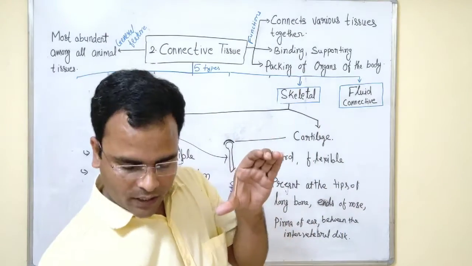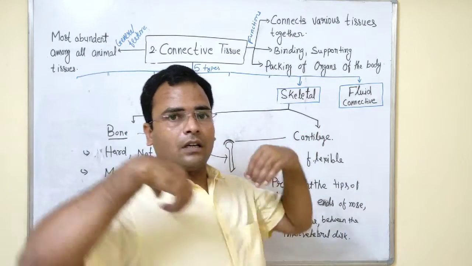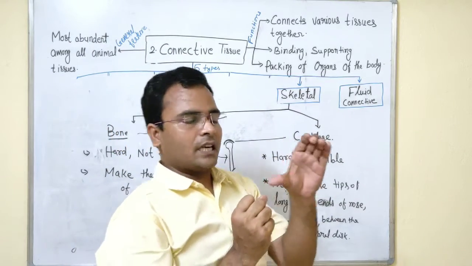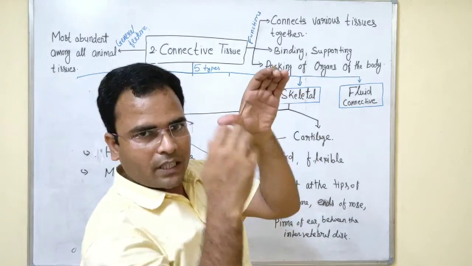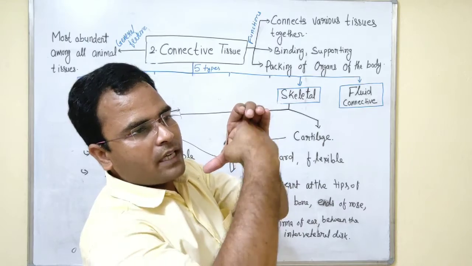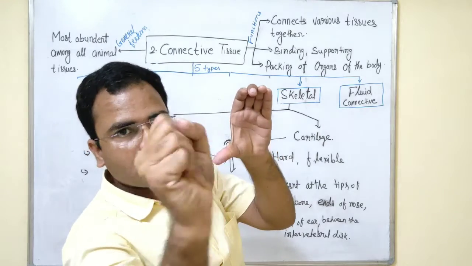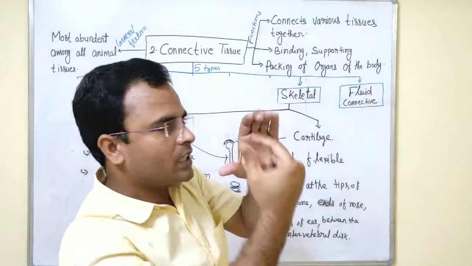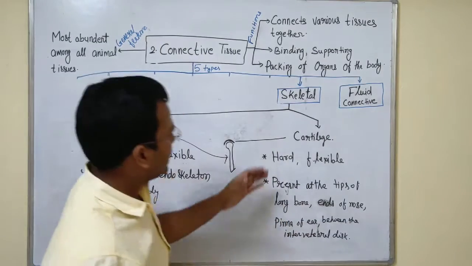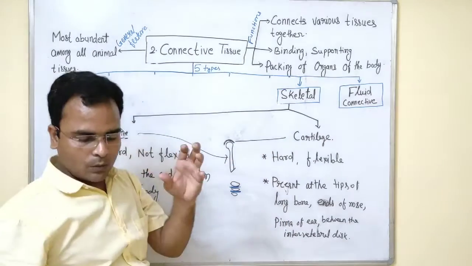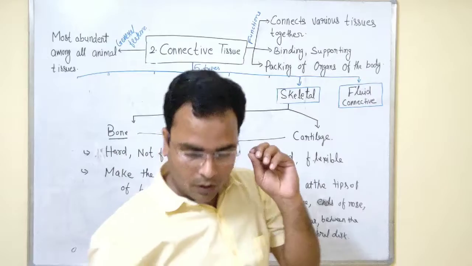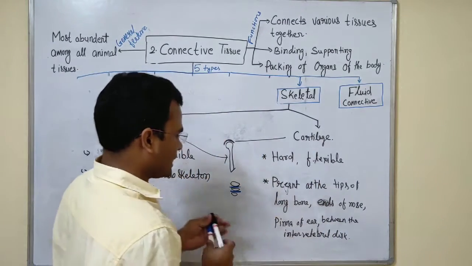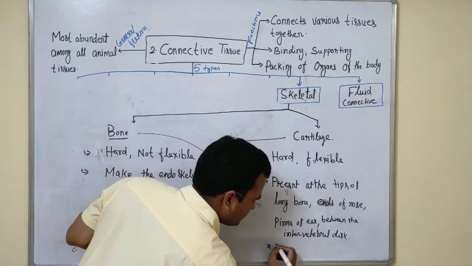Wherever there is a ball and socket type joint, I'll come to it in the skeletal system when we study it in detail in grade 11. There are different types of joints. In the ball and socket type joint, this is the ball and this is the socket. Here one thin layer of cartilaginous bone is there, helping to act as a shock absorber. So what is the function of this cartilage? It acts as a shock absorber.